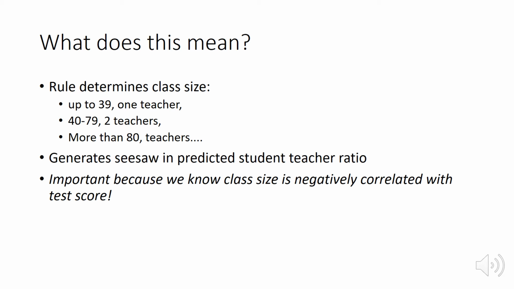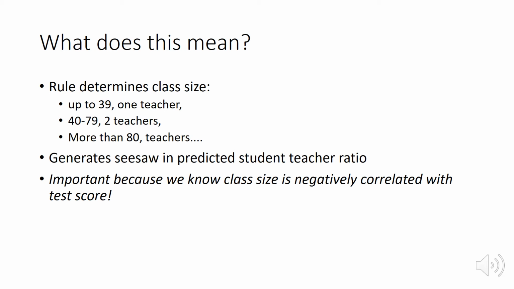But we have this rule all of a sudden that determines class size. It's no longer how wealthy your school district is that's determining class size, or how good your teachers are that are determining class size. We have a rule that determines class size, and that rule is pretty simple. If you have 39 students or less, there's one teacher. If you have 40 to 79 students, there are two teachers. If you have more than 80 students, there are three teachers, and so on. And what this is going to look like is this predictable seesaw-like graph.